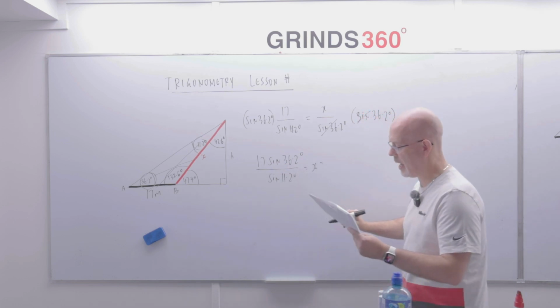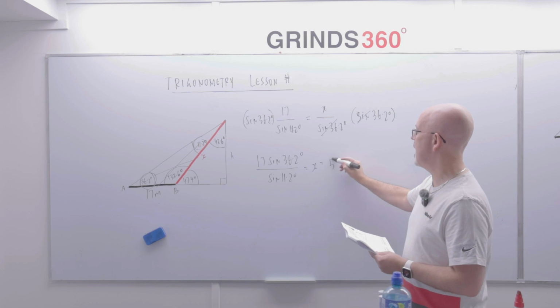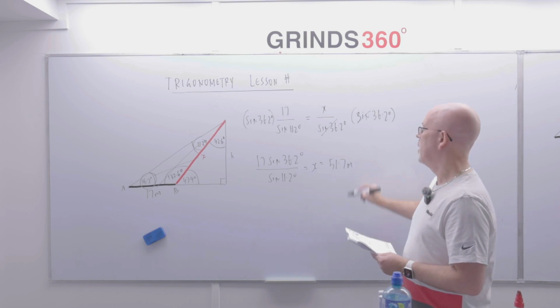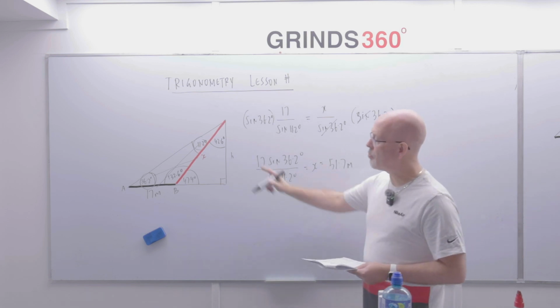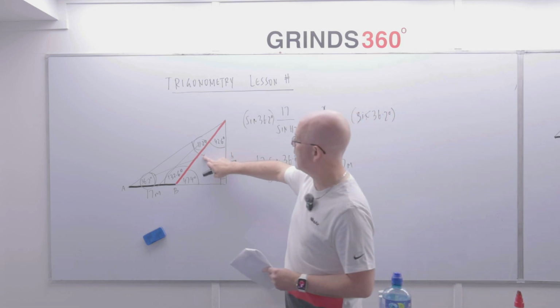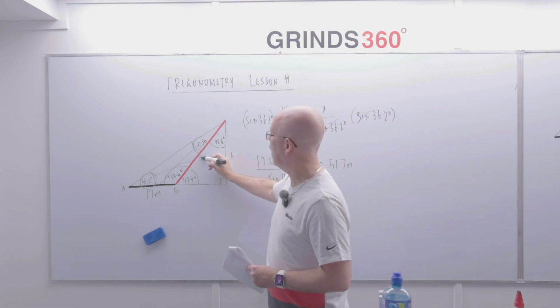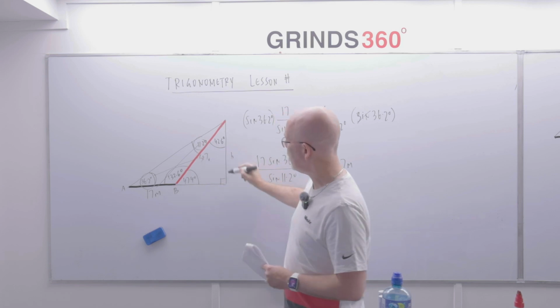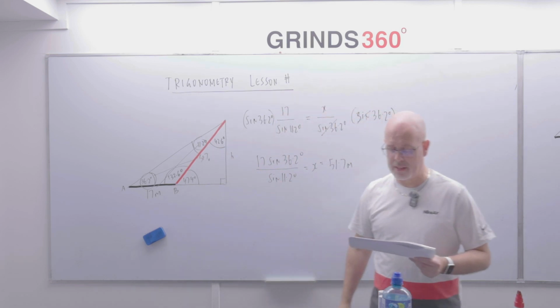And that comes out at roundabout 51.7 meters. I'm just rounding that off. So the red line there is 51.7 meters. So you can see I now know that this is 51.7. And then like our previous question, the triangle on the left-hand side can now be solved.